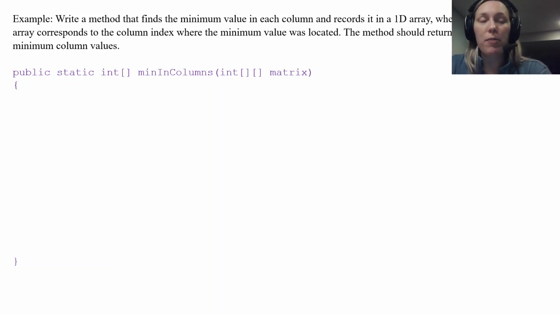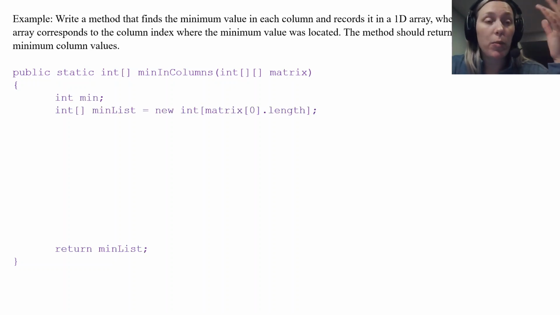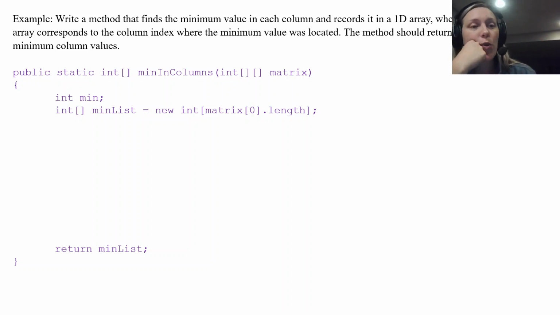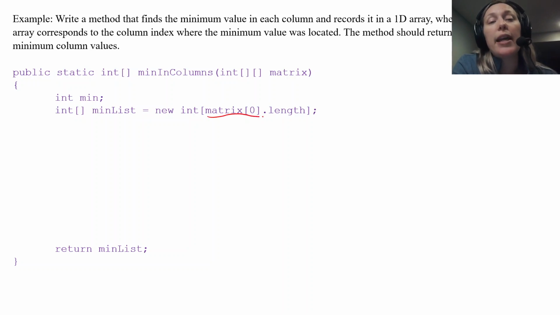So let's define a few variables first. That's our favorite thing. We're going to define a min, where min is going to represent the minimum value in each column. And then I have a 1D array called min list. I have to create the min list, and it's going to be the length of how many columns there are, so each column in the 2D array corresponds to the indices in the 1D array, like we said.